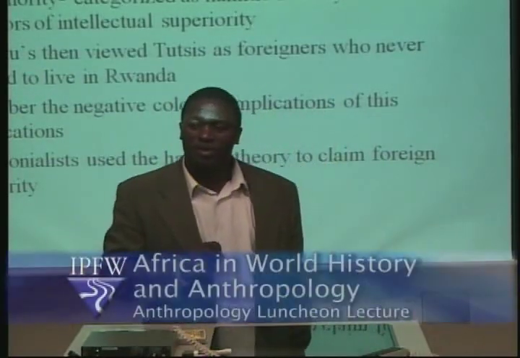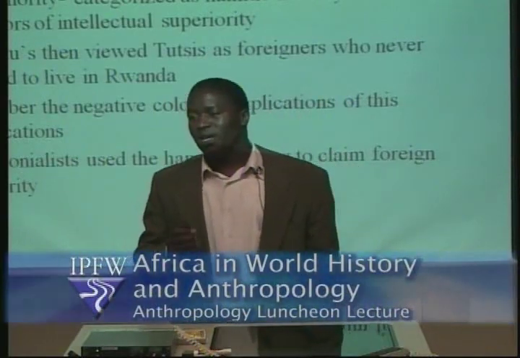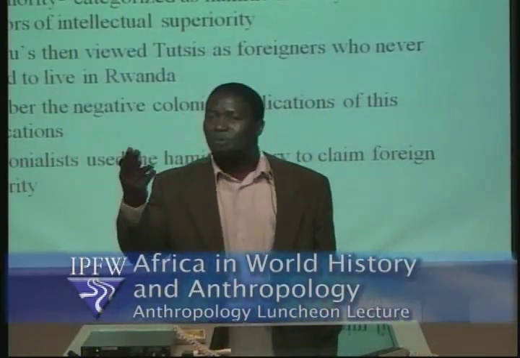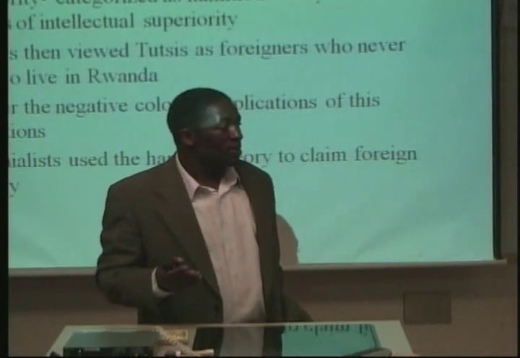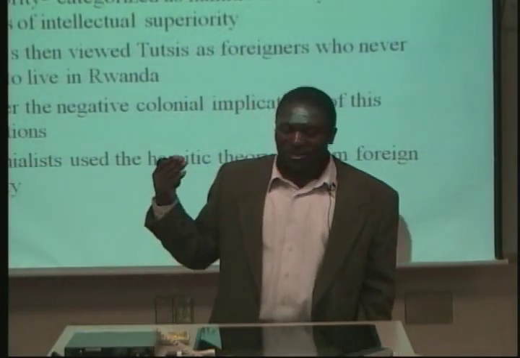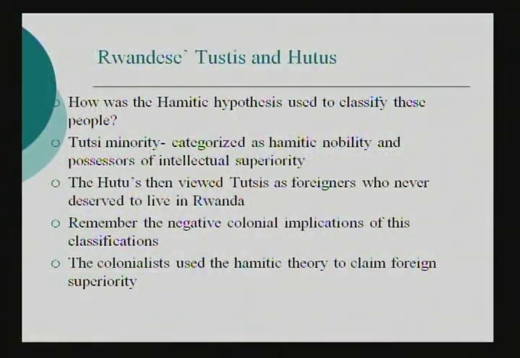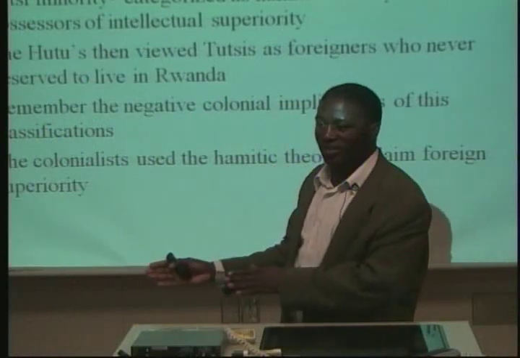How was the Hamitic hypothesis used to classify these people? Look at what has happened in Rwanda, for example, most recently. And you wonder, in Rwanda, what are we talking about? We are talking of people of the same kind of blood. We are talking of the Tutsis, we are talking of the Hutus. They are almost the same people. But because of the hypothesis that was developed, the Hutus are always viewed as foreigners simply because of the theory that said the Tutsi minority in Rwanda are from the Hamitic nobility, and for that matter, they possess higher intellectual superiority.